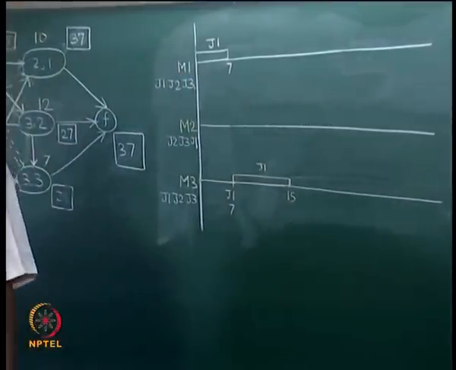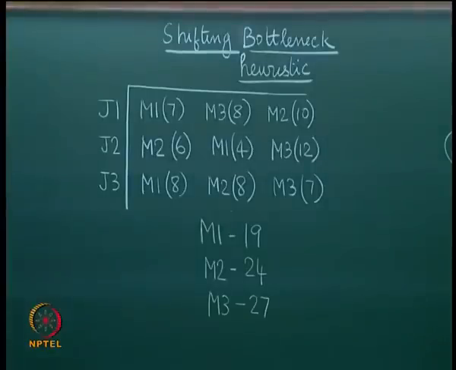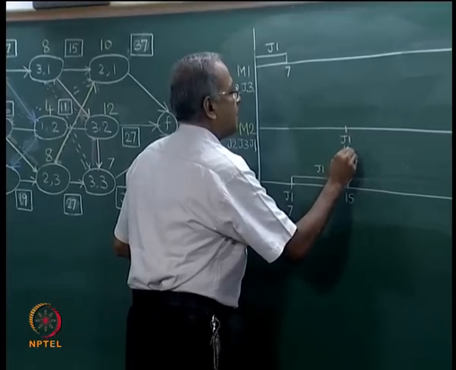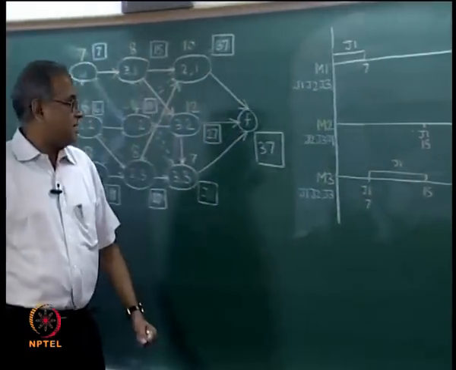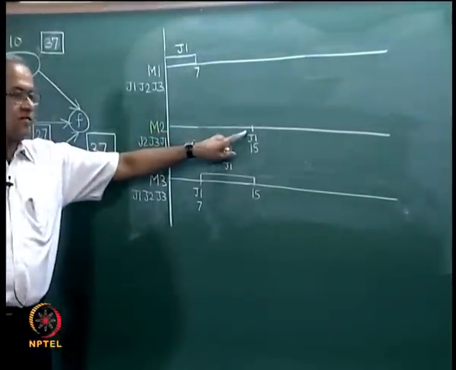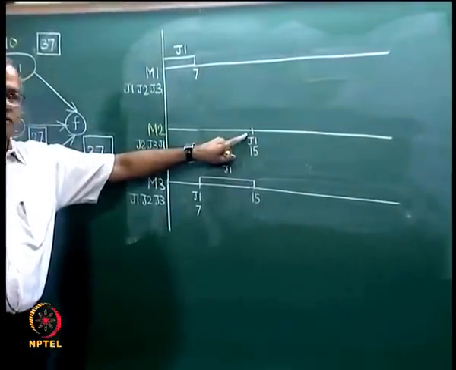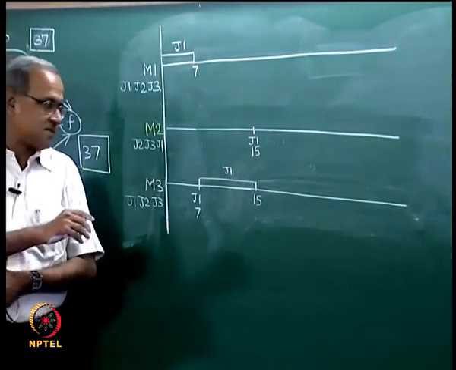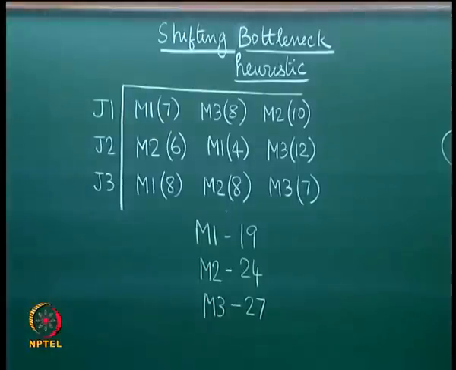And at 15 J1 will go to M2. So, J1 comes here at 15. J1 is the third job to be processed on M2. So, we will just leave J1 here and we will take up J1 after J2 and J3 have been processed. Now, we look at this.